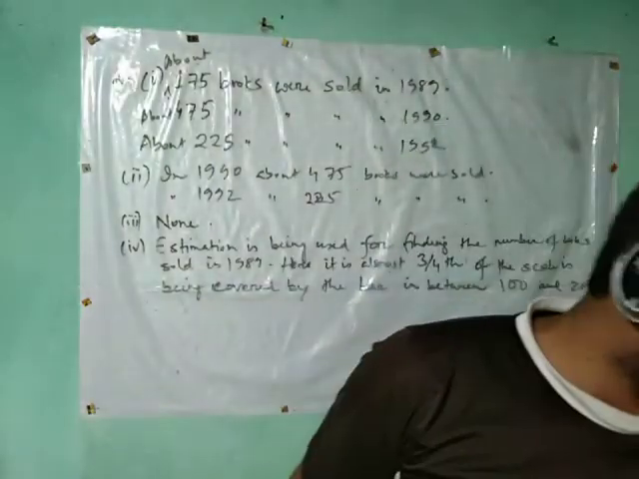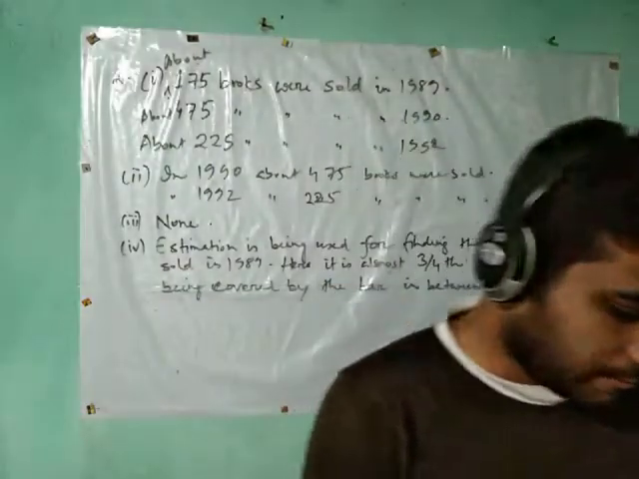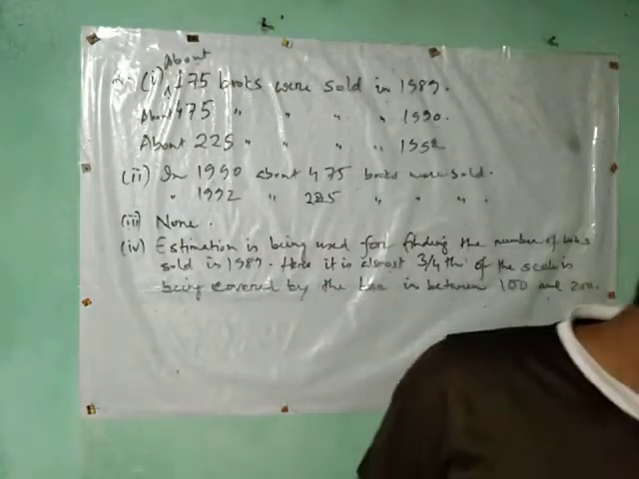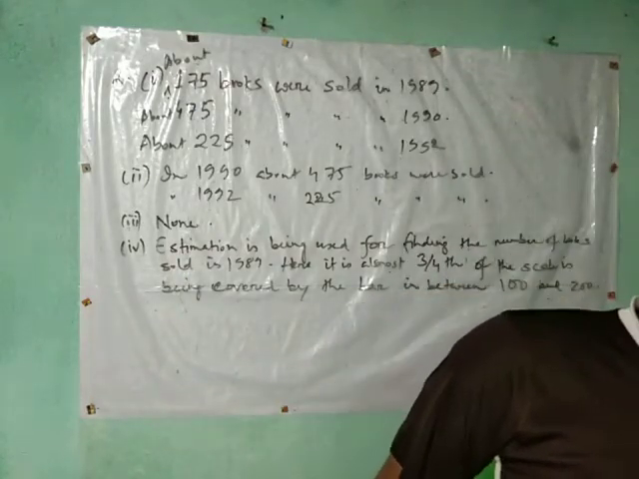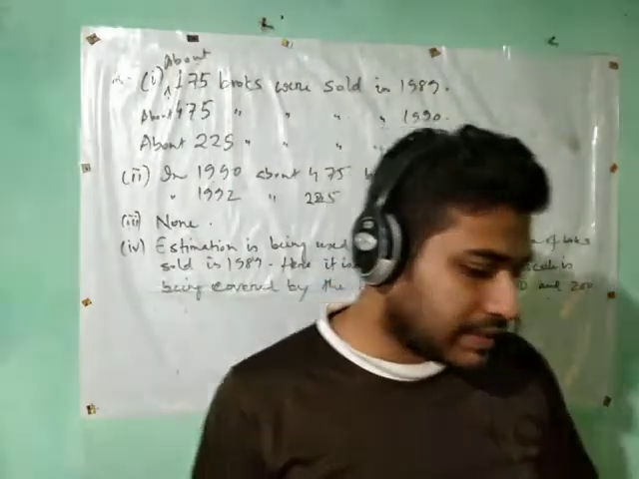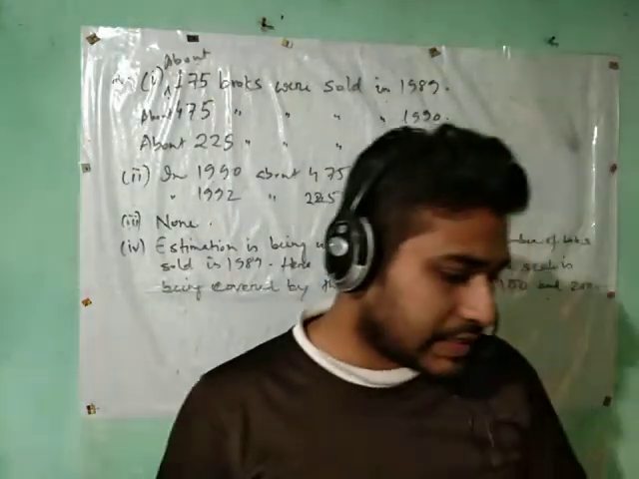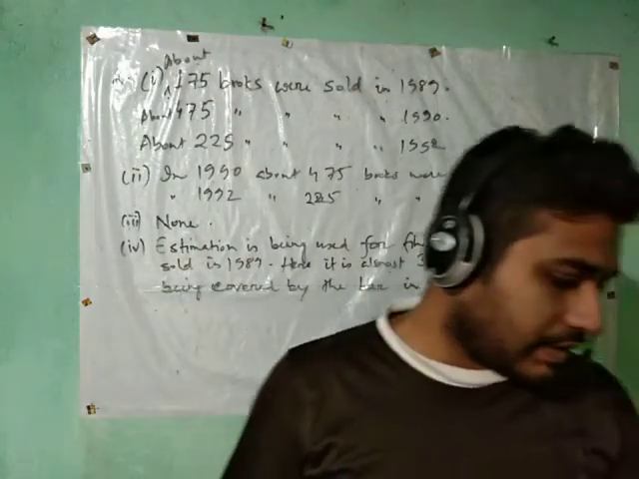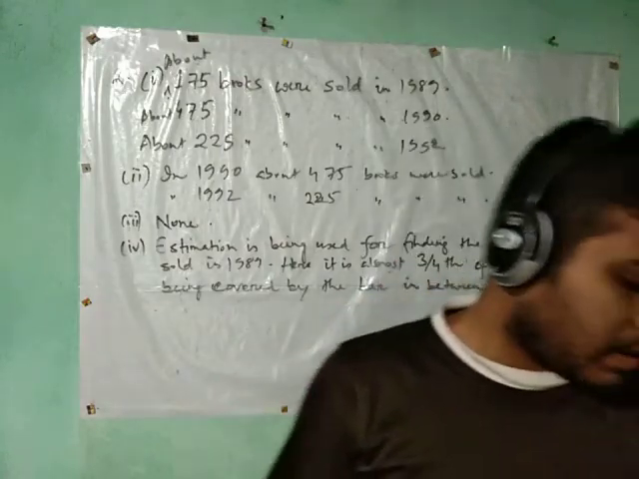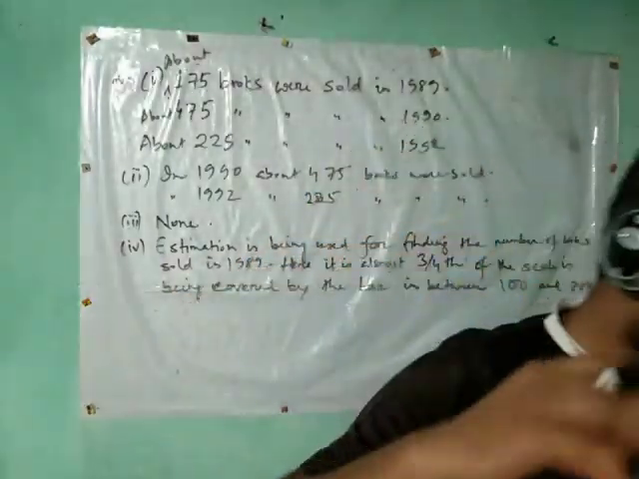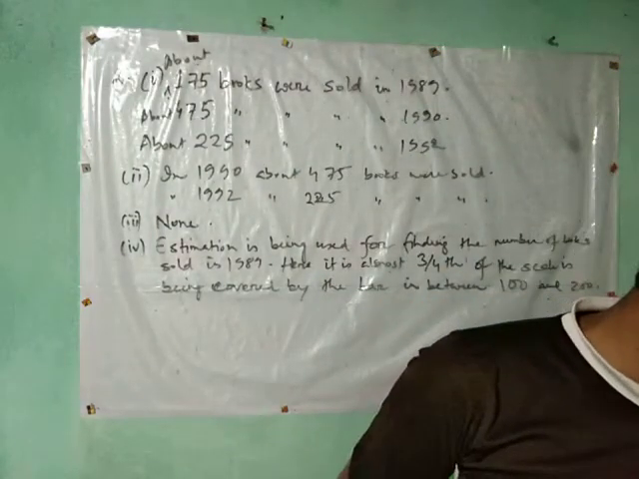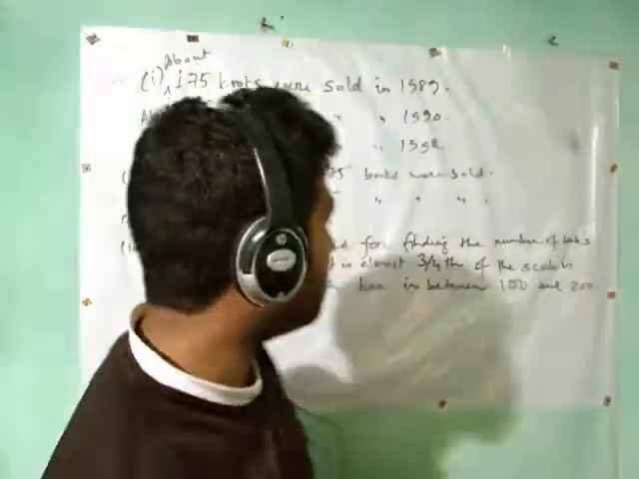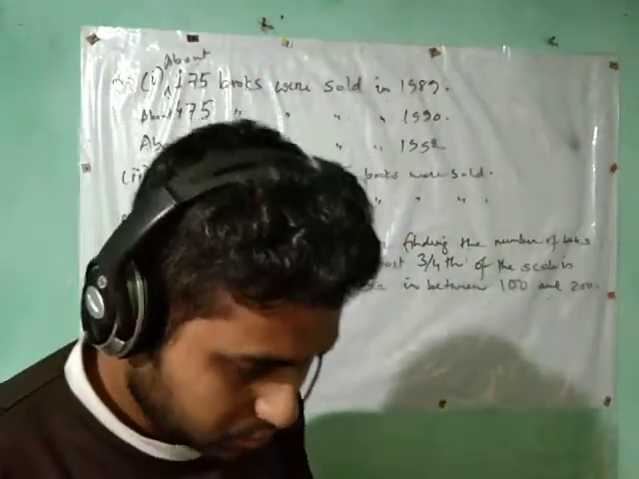Now question number 3. Move to question number 3. In question number 3, the question is: number of children in 6 different classes are given below. Represent the data on a bar graph. We are asked to make a bar graph and fit these numbers into it. So first let us draw the bar diagram here. How will you do it?